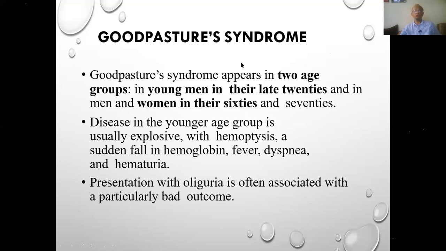Now Goodpasture syndrome appears in two age groups: in young men in their late 20s, and in men and women in their 60s and 70s. Disease in the younger age group is usually explosive, with hemoptysis and sudden fall of hemoglobin. There is also fever, breathlessness, and hematuria. Presentation with oliguria is often associated with a particularly bad outcome.